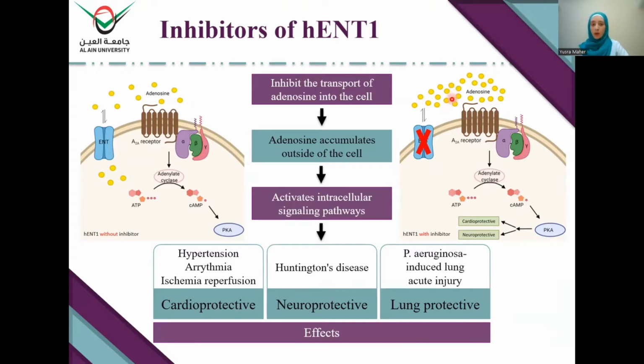Now, more adenosine molecules are available to bind to the cell surface purinergic receptors, which in turn activates intracellular signaling pathways, mediating various protective effects. First, a cardioprotective one, which is especially beneficial in patients with hypertension and arrhythmia, as well as in those who develop an ischemia-reperfusion injury following surgeries. It also provides a neuroprotective effect, which helps with the neurodegeneration associated with Huntington's disease. And more recently, it was found to have a protective effect against lung injury induced by Pseudomonas aeruginosa.